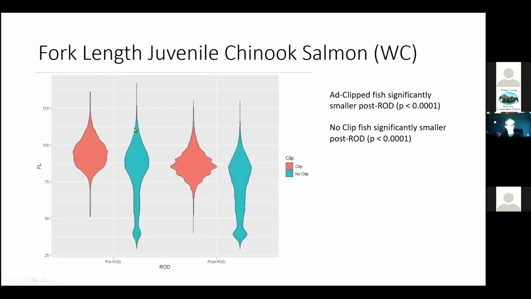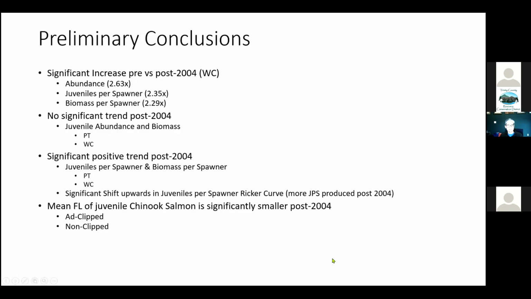So for those who aren't colorblind, this aqua color here are the non-ad-clipped fish. The red bars are the ad-clipped fish. And then these two here are pre-ROD and these two are post-ROD. But what we see is that both ad-clipped and non-ad-clipped fish are smaller, with shorter fork length, than pre-ROD. So it looked like pre-ROD we're getting a little more growth, post-ROD we're getting less growth.